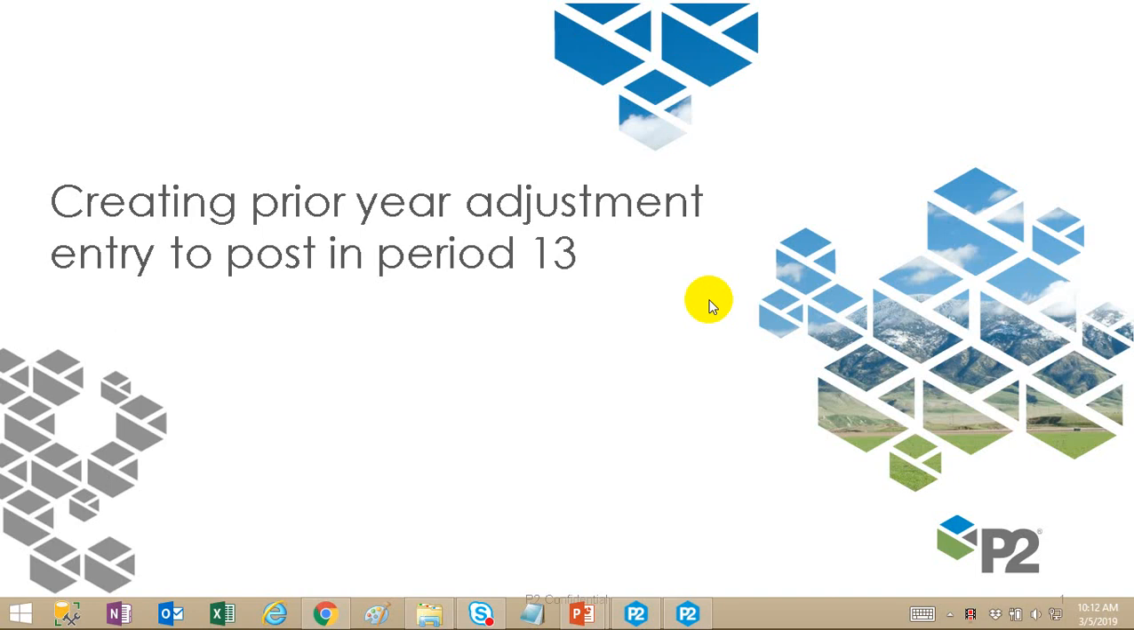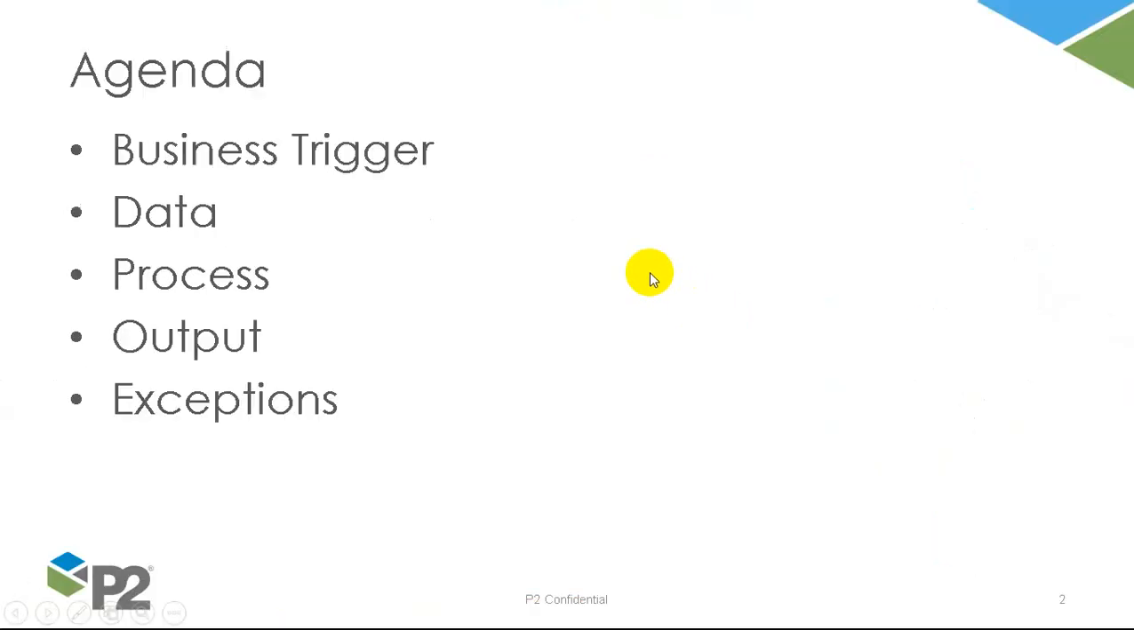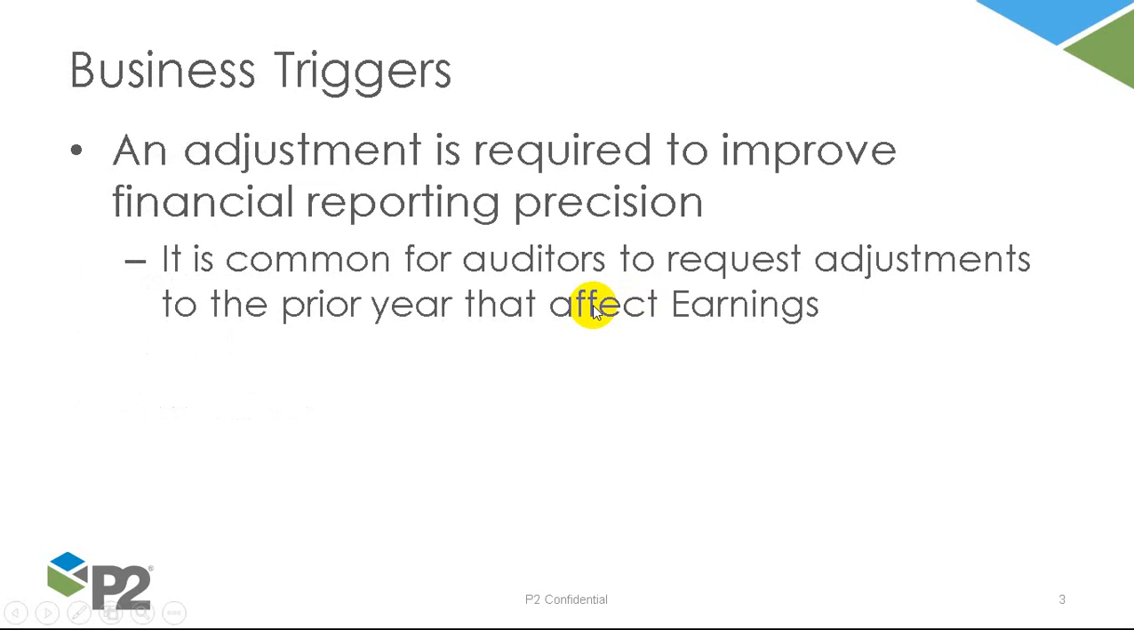In this video, we will see the process of creating prior year adjustments to post in period 13. We will look at the business trigger for this process, the data that is used to be able to run the process. We will run the process itself on IDEAS screens, look at the output and exceptions for the process.